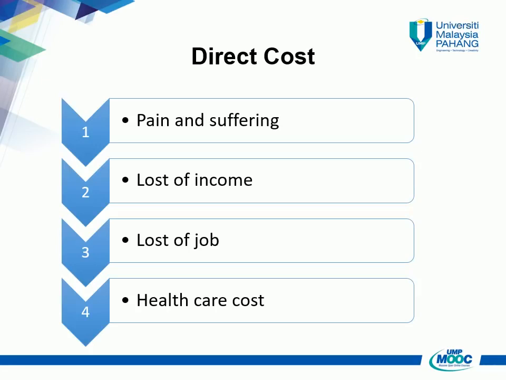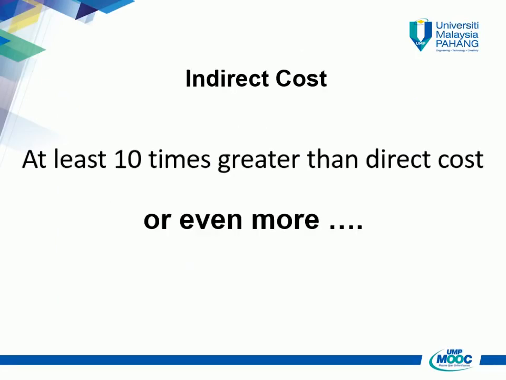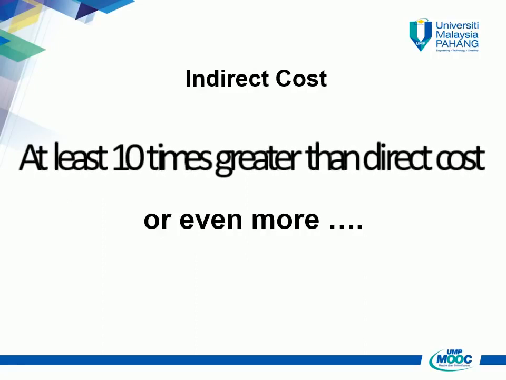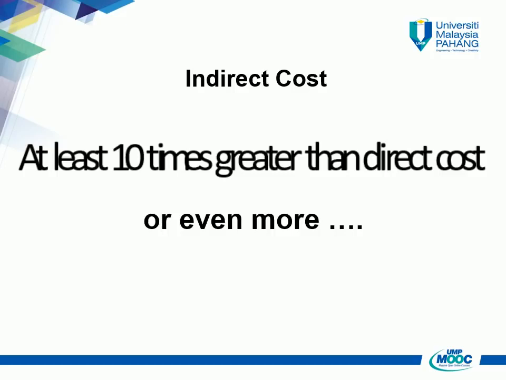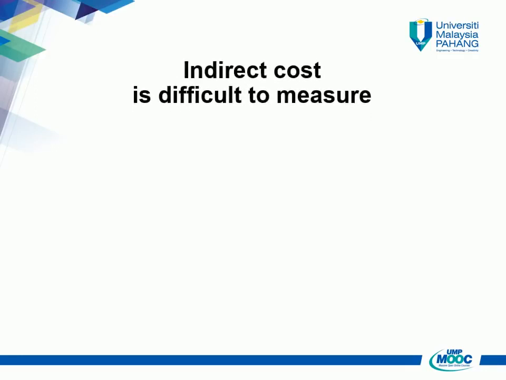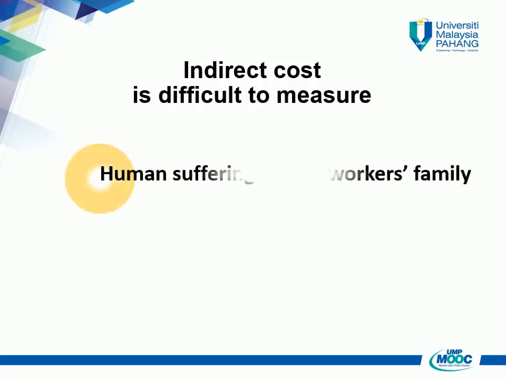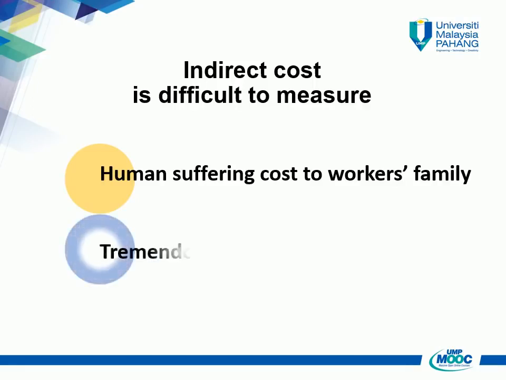Meanwhile, for indirect costs, it has been estimated 4 to 10 times greater than the direct costs, or even more. An occupational illness or accident can have so many indirect costs to workers that it is often difficult to measure them. One of the most obvious indirect costs is the human suffering cost to workers' families, which cannot be compensated with money. A single accident or illness can mean enormous financial loss to both workers and employers.